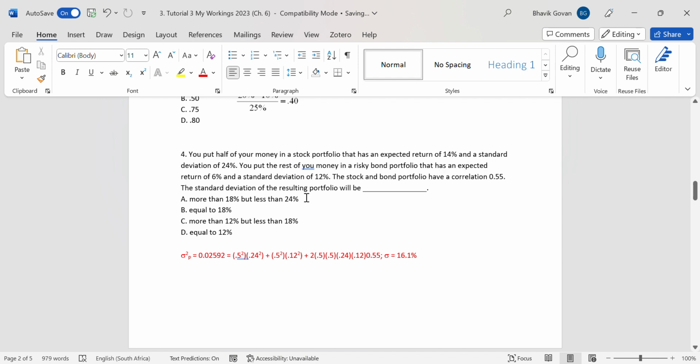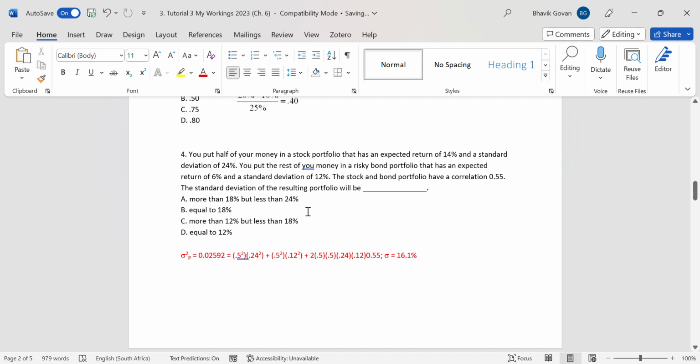Then you put half your money in a stock portfolio that has an expected return of 14%, standard deviation of 24%. You put the rest of your money in a risky bond portfolio that has an expected return of 6.6% and a standard deviation of 12%. The stock and bond portfolio have a correlation of 0.55. What is the standard deviation of the resulting portfolio?